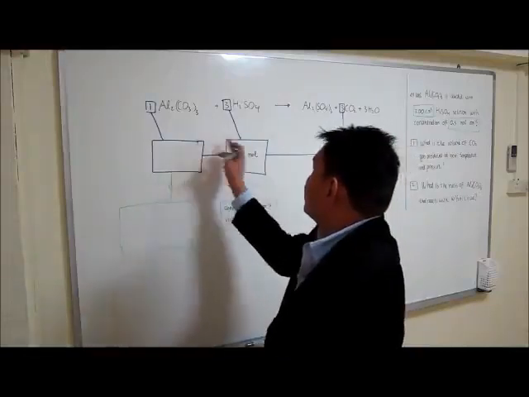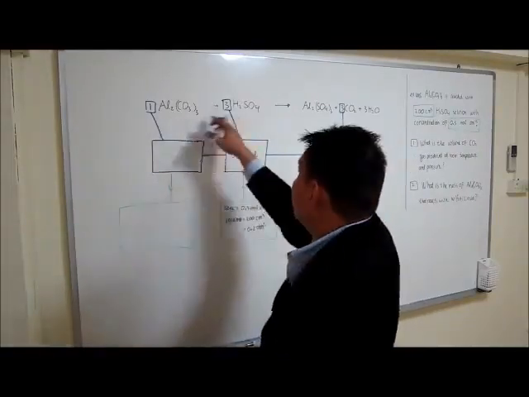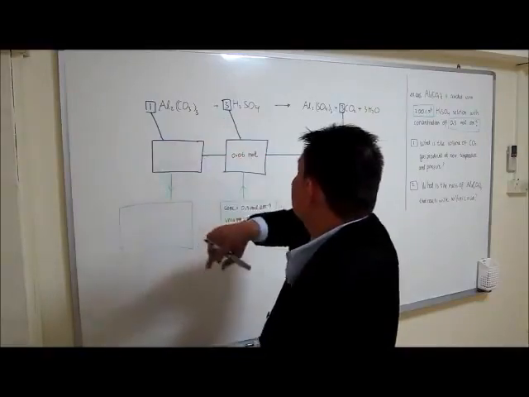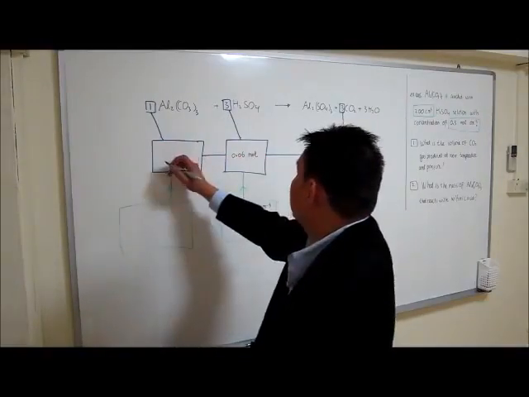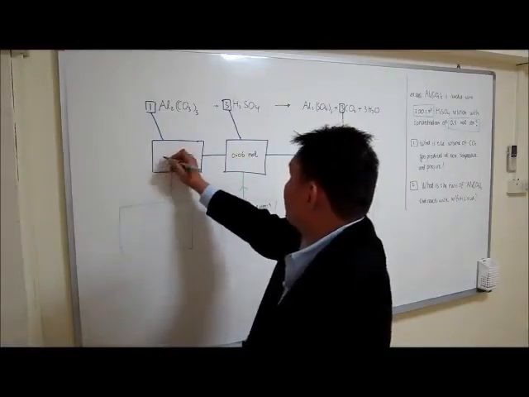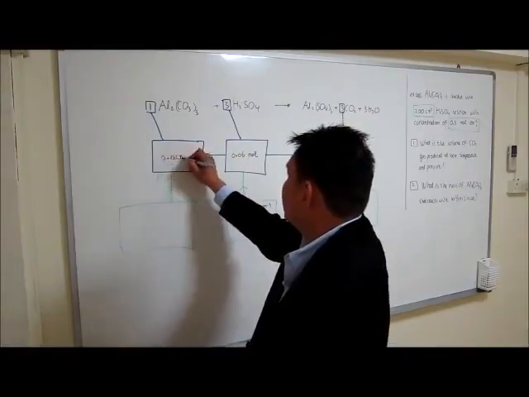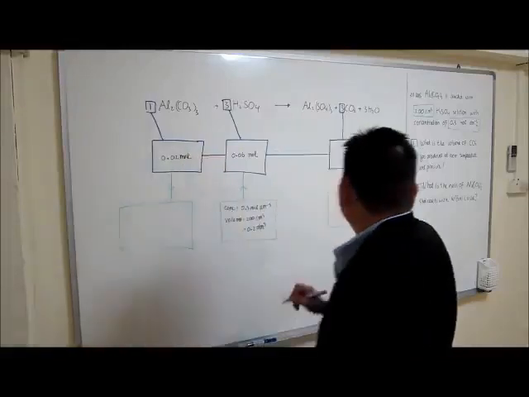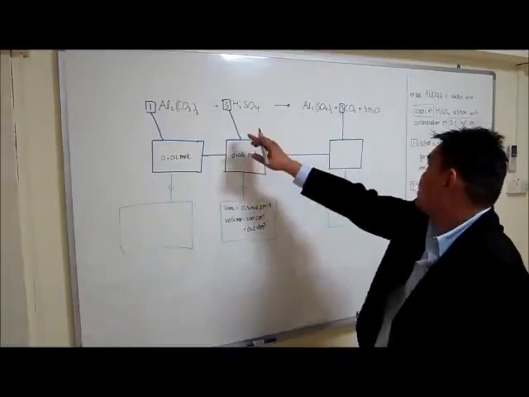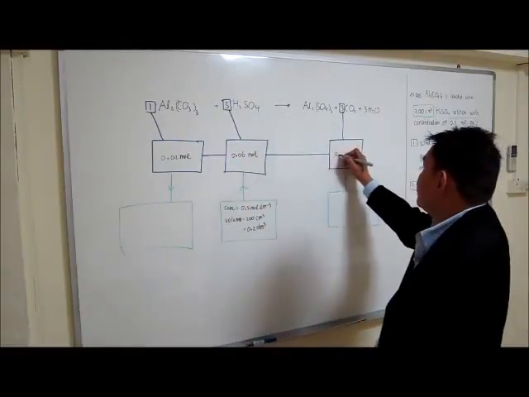The mole ratio is 1:3. We are following the mole ratio in the chemical equation. So 0.06 divided by 3, you're going to get 0.02 mole. And the mole of carbon dioxide is also 0.06 because the ratio is 3:3.